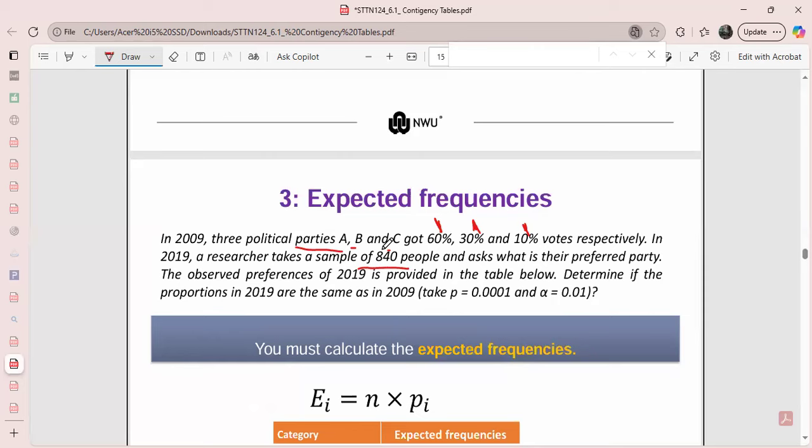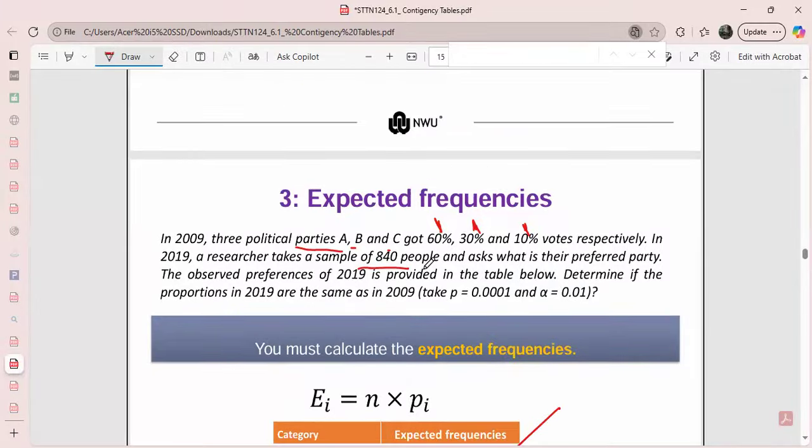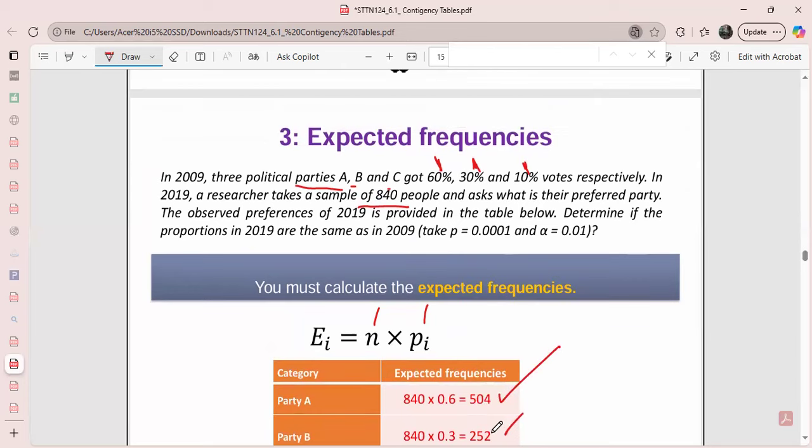So for me to calculate the expected frequency of party A, I'm going to say 840 multiplied by 60% on a calculator. That's how you do it. You get the expected frequency of party A. For the expected frequency of party B, which is 30% here, I need the value of n, and I also need the percentage of party B, which is 30%. So it's 840 multiplied by 30%, where 30% is 0.3. And then you get this number.